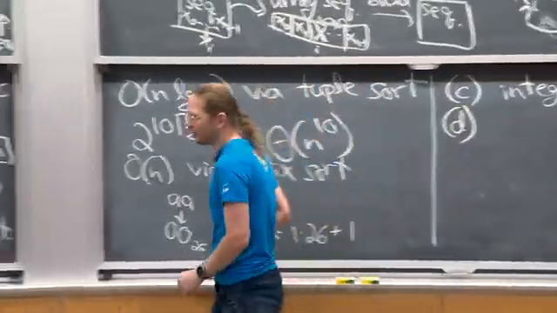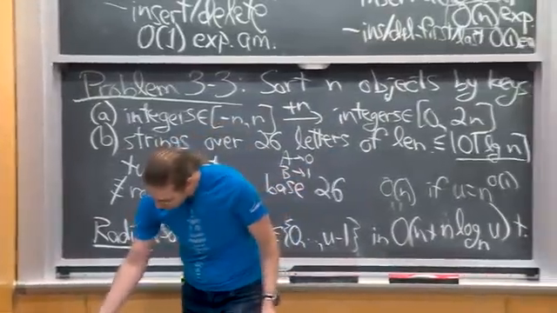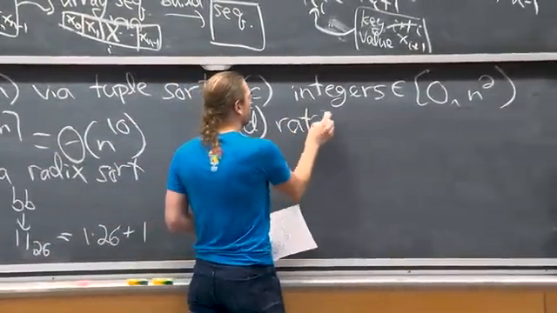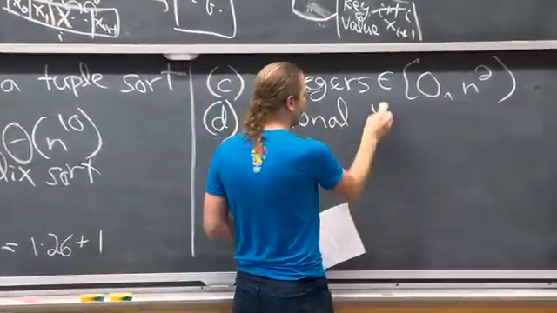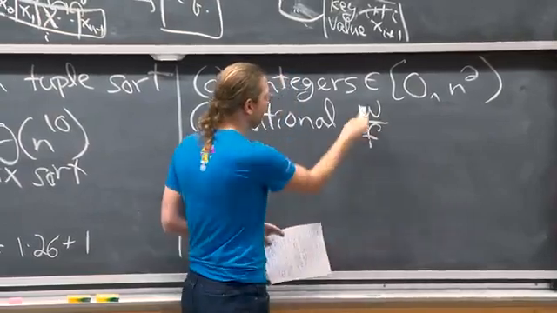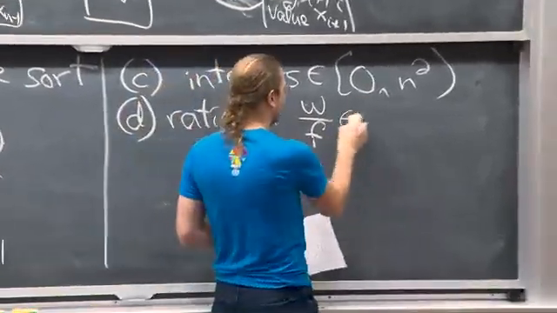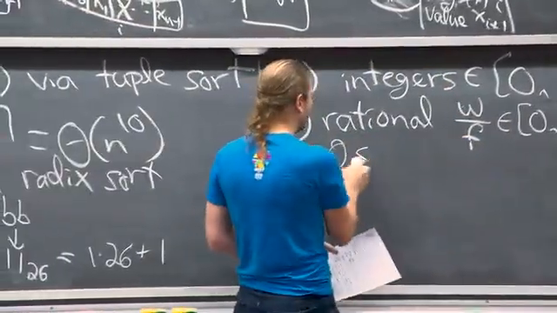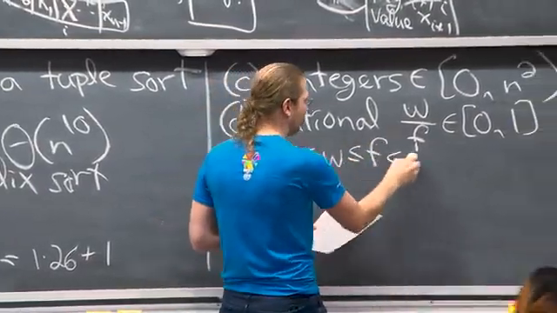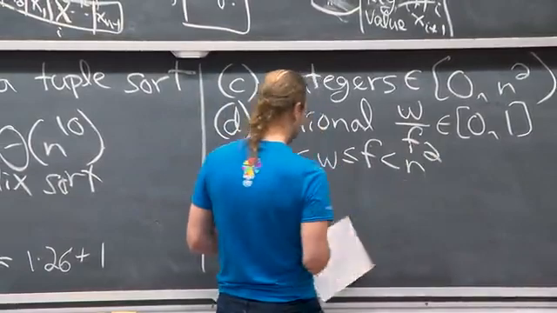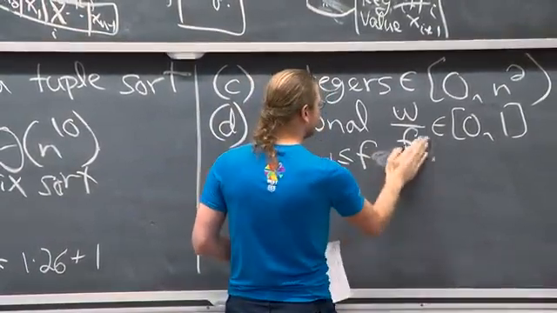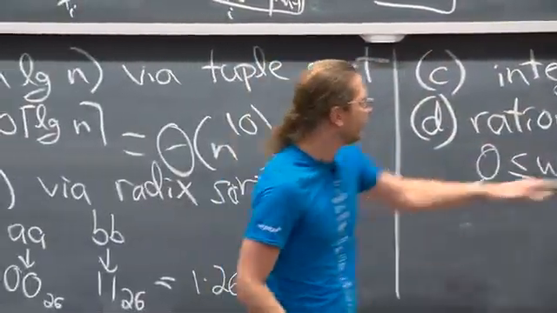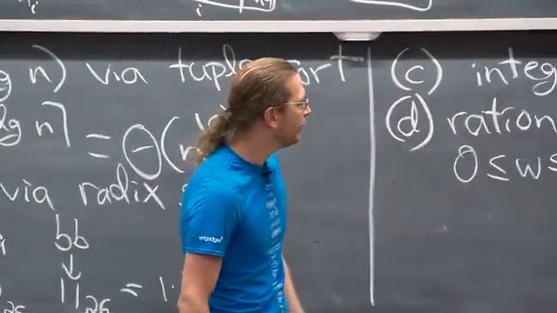D is where things get more interesting. Let me get the phrasing same. So D, we have rational numbers of the form W over F. This is some win ratio. Always in the range 0 to 1, as we say W is at most F, and 0 is less than W is F is less than n squared, because that is really confusing. It's less than n squared. Those are separate statements because the F actually comes from part C.